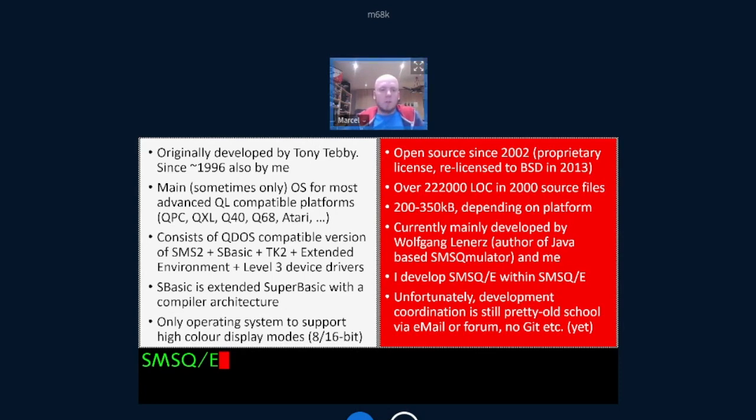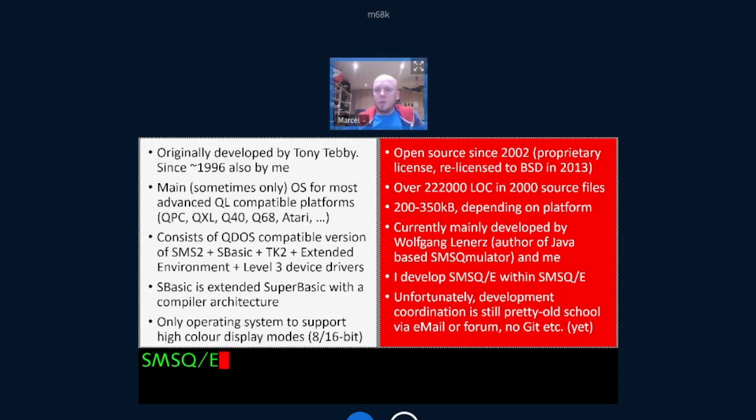S-Basic is basically a faster SuperBasic. It's internally a compiler architecture, so it executes a lot faster than the old interpreted SuperBasic. It's the only QL compatible operating system that actually supports high color displays. The original QL only had a high resolution 4-color display and a lower resolution 8-color display. And SMSQ also supports 256 and 65,000 colors. The 256 color mode was actually implemented by me back then.